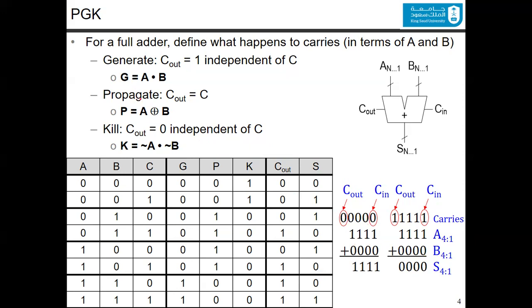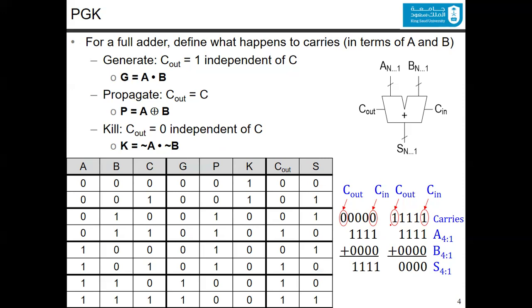Propagate signal is very important. Each one of them actually has its own usage. But the propagate, if you know for a fact that this carry here is going to propagate all the way to the carry out, then you don't have to wait until you reach this stage. You can go directly and maybe continue for other stages. And we will see some types of adders based on this idea.